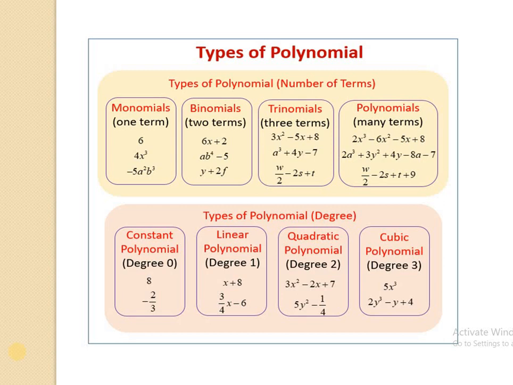Another type is cubic polynomial. Cubic. It means this polynomial has degree 3. For example, 5x cube. Here see, only one term is there, but the degree of that term is 3. So we will consider this as cubic polynomial. No doubt it is monomial also. Another example is 2y square minus y plus 4.